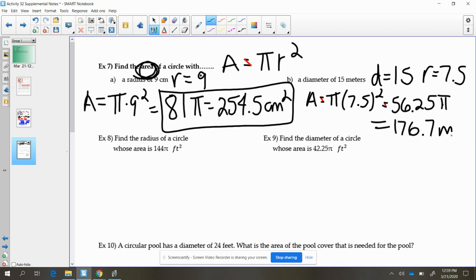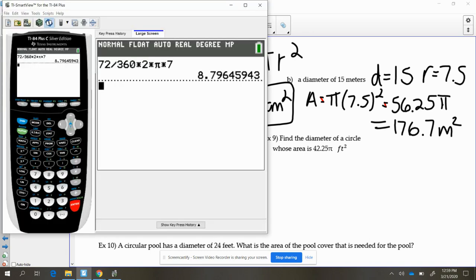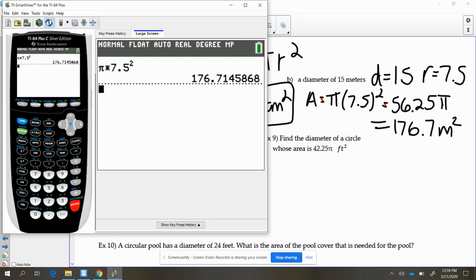you're going to get 176.7 meters squared. Then as you type this into the calculator, just a reminder, make sure you are using that pi button to make sure you get the most accurate answer possible when doing this. Squared. There we go. You see the answer there.